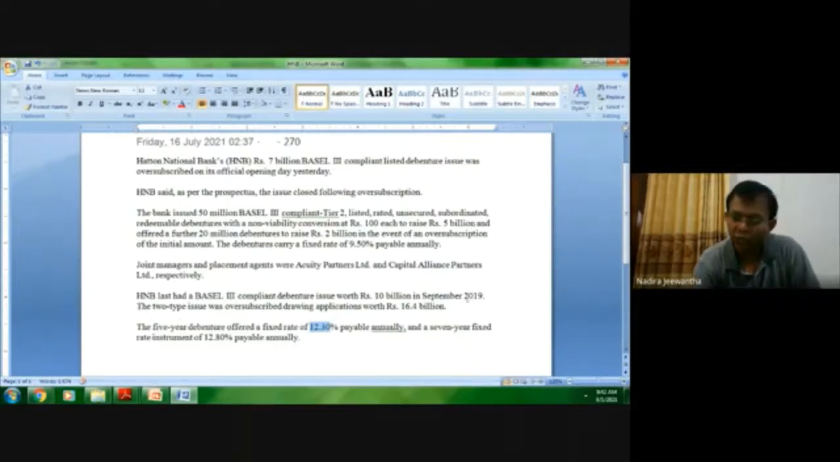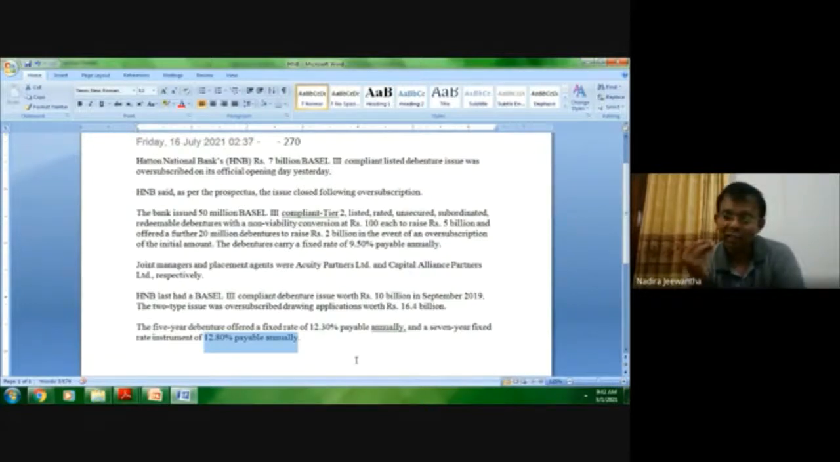Now see, in 2019 they issued 10 billion in two types, 5-year and 7-year. They wanted to issue 10 billion entirely, in two types. The tenor is different: a 5-year one and a 7-year one. The 5-year one had a rate of 12.30. The 7-year one had a rate of 12.80. Now today you are issuing at 9.50, for 10 years. See the difference.